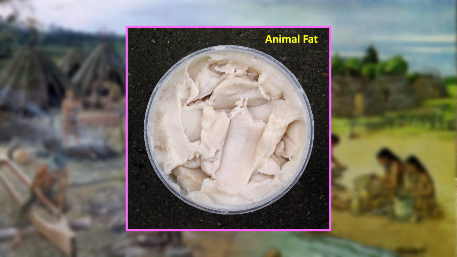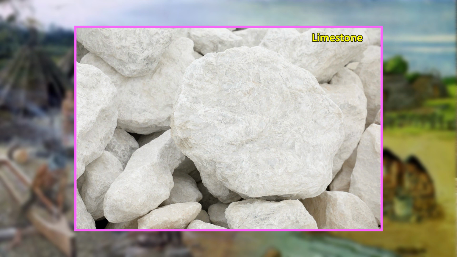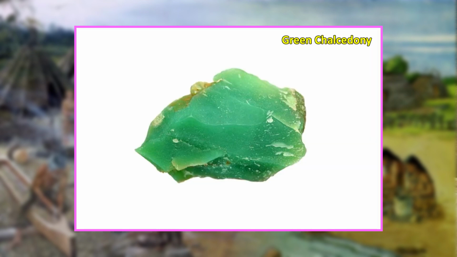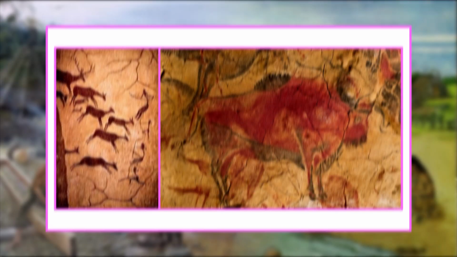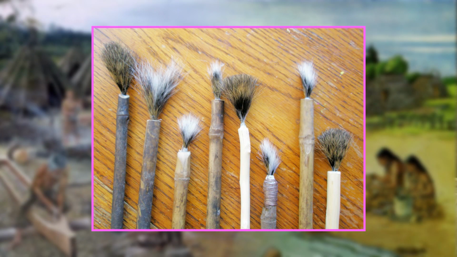The colors were created by grinding minerals, which were then combined with water or another substance like egg white, marrow or animal fat. The red was created using iron oxide, the white using limestone and the green perhaps using green chalcedony. Some paintings only use one color while others use multiple colors. Brushes had perhaps 2 big handles and the bristles were made of squirrel tail, fur or silk cotton.